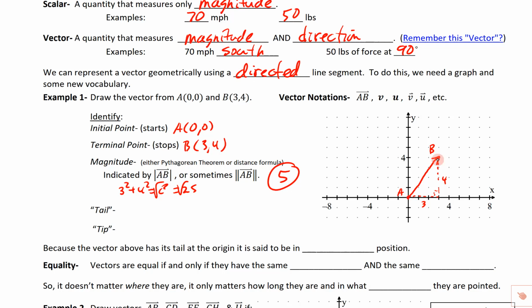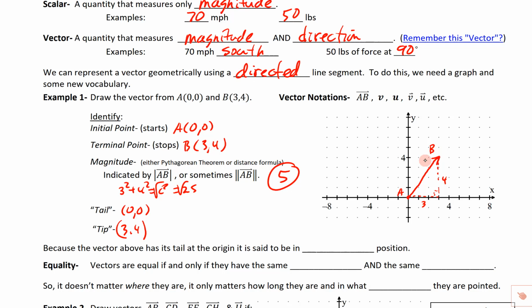And then a couple other vocab words that are a little bit less formal. So the tail, that's the initial point. It's another name for the initial point. So that would be 0, 0. And then the tip would be 3, 4. Okay, so we've got initial point, that's where it starts. Terminal point, that's where it stops. Magnitude, that's how big it is. So we want to find how far it is from the tail, which is another name for the initial point, to the tip. So tail and tip, so let's make sure that we use those.